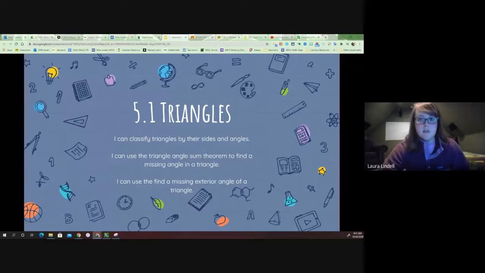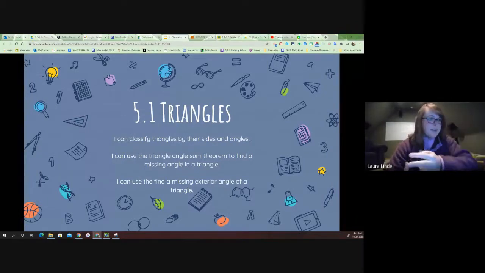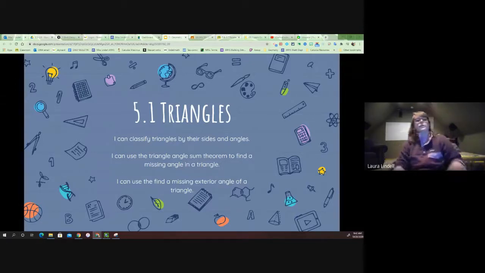5.1 is all about triangles, and it's an introduction to triangles. So we want to be able to do three things today. Classify triangles by their sides and by their angles. Use the triangle angle sum theorem to help us find a missing angle in a triangle. And then use the exterior angle theorem to find a missing exterior angle of a triangle, or to find a missing interior angle, depending on what you're given. So that is where we are headed for today.